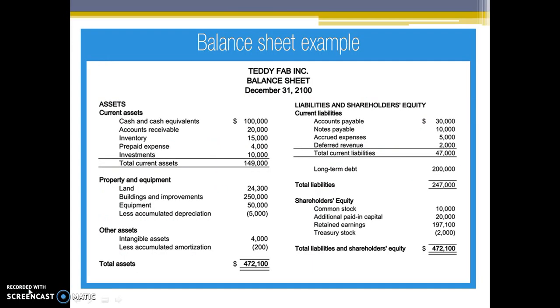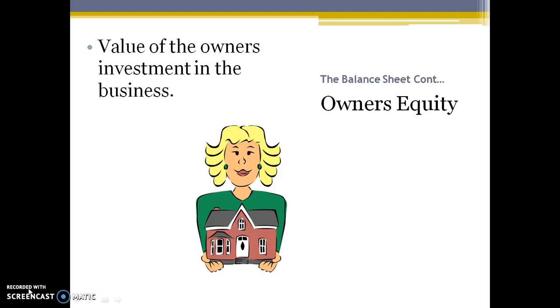Here's a basic example of a balance sheet. As you can see, we have assets, which include the current, property and equipment, other, which comes to our total, and on the right-hand side, liabilities and shareholders' equity, including the current and shareholders' equity, and again the total. The owner's equity is the value of the owner's investments in the current business.